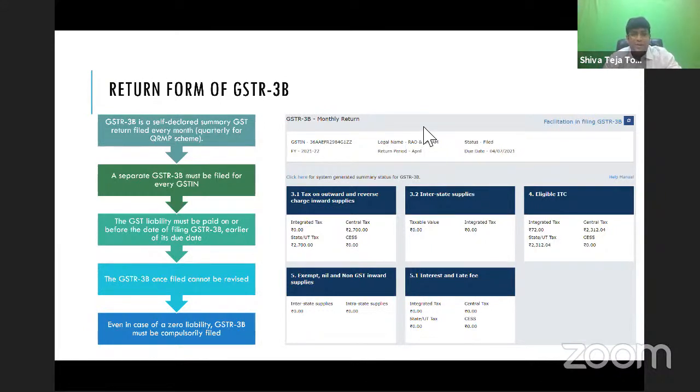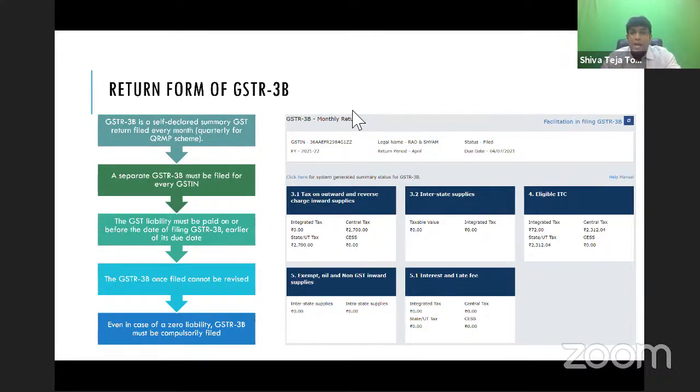Next point, on the right side, you see what the columns are. First, 3.1, tax on outward and reverse charge inward supply. Very, very important, because on inward supplies covered under reverse charge, the receiver is liable to pay GST. For example, if I am a company and I have taken services from a director who is not an employee. Again, I'm telling, who is not an employee, because if he is an employee, then definitely the story of GST will not come, because service by an employee to an employer will not attract GST. So if I am a company and I have taken services from a director, then I am liable to pay GST under RCM. That also I'll show here, reverse charge inward supplies.